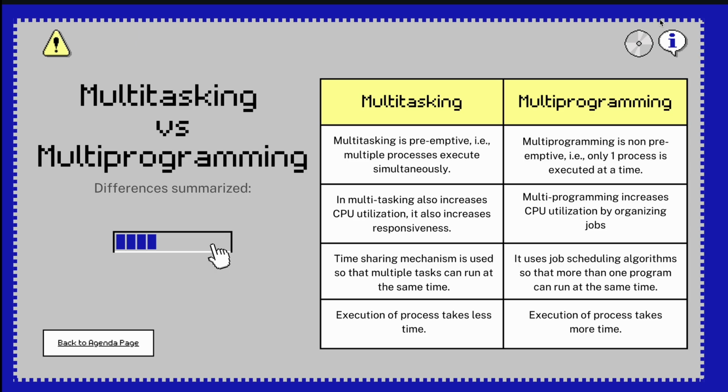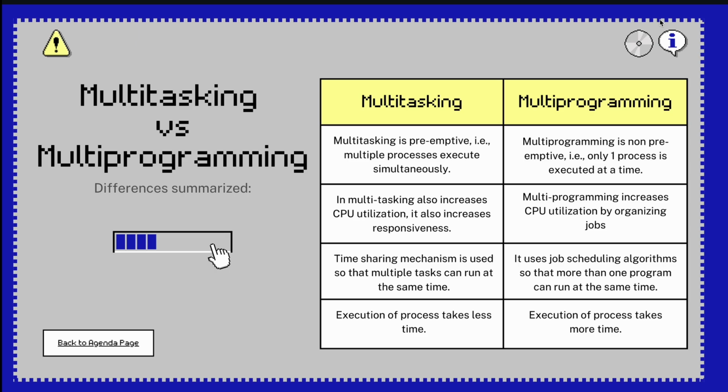Now, multitasking uses time sharing mechanisms like SRTF and round robin so that multiple tasks can run at the same time. Multiprogramming, on the other hand, uses job scheduling algorithms like FCFS and SJF so that more than one program can run at the same time.